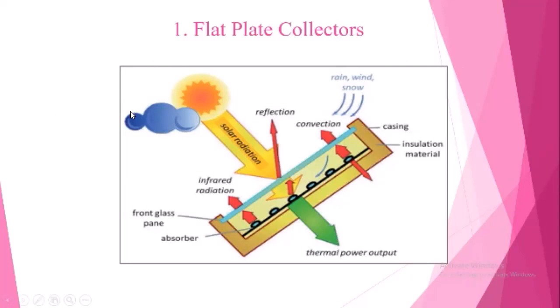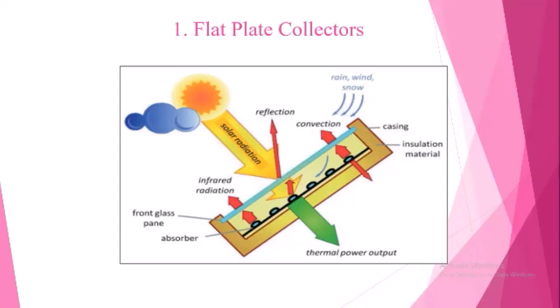Then this round shape is the absorber. This black and brown round shape is the absorber. It absorbs all the solar radiation received on that plate. Then here is the casing, and in that casing an insulation material is provided for avoiding temperature loss, that is, avoiding the reflection and convection.